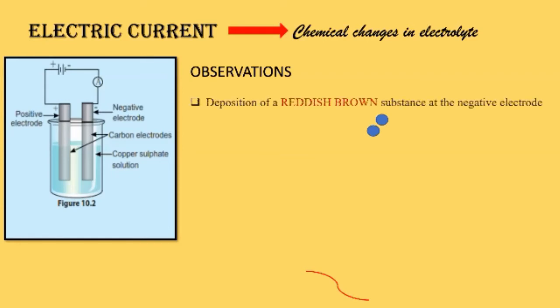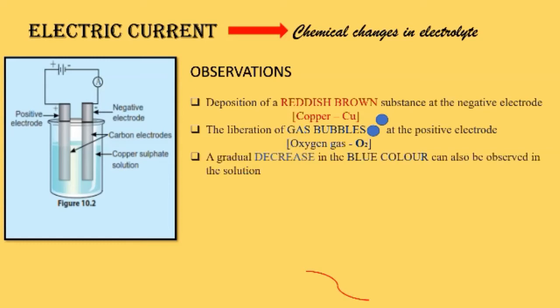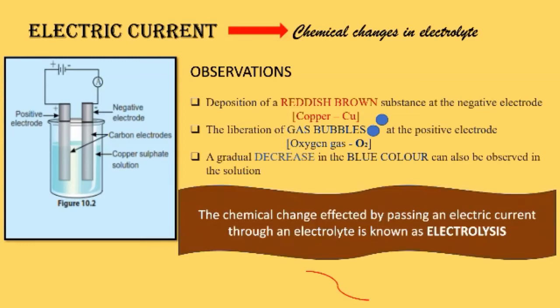Deposition of a reddish-brown substance at the negative electrode. Liberation of gas bubbles at the positive electrode. A gradual decrease in the blue color of the copper sulfate solution can also be observed. A chemical change effected by passing an electric current through an electrolyte is known as electrolysis.